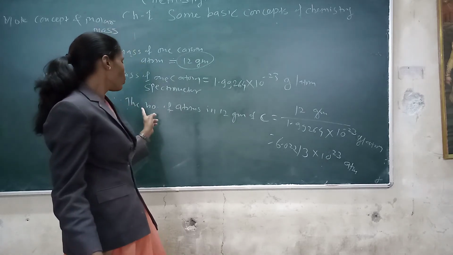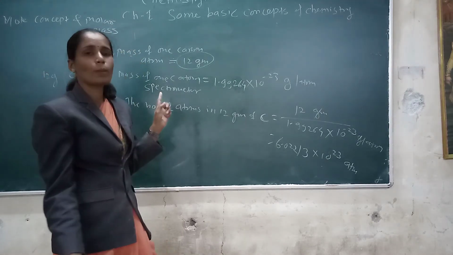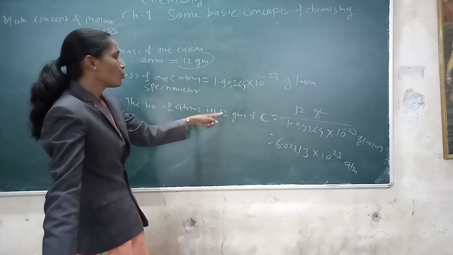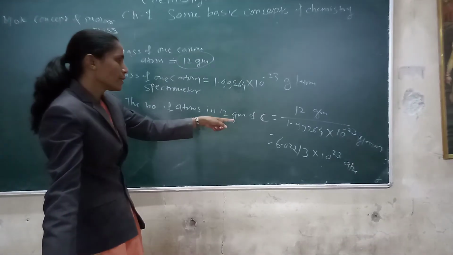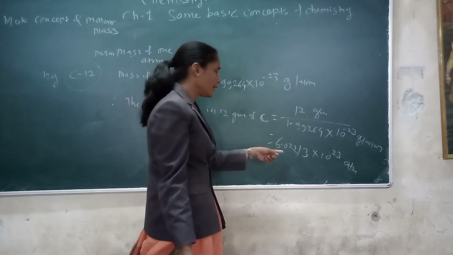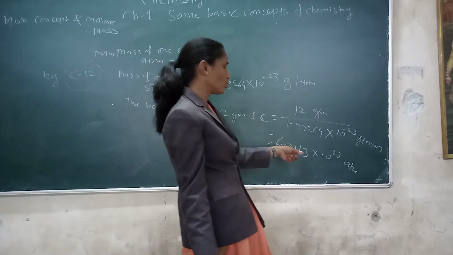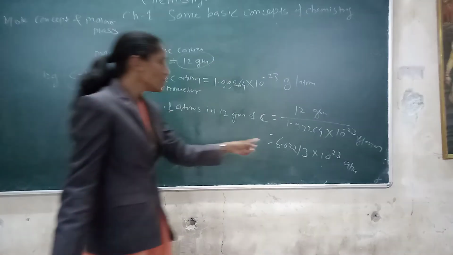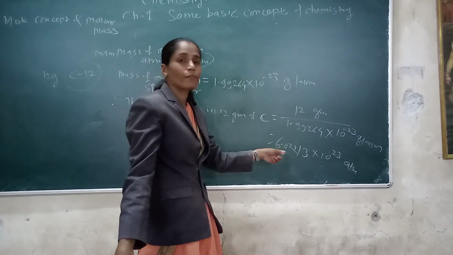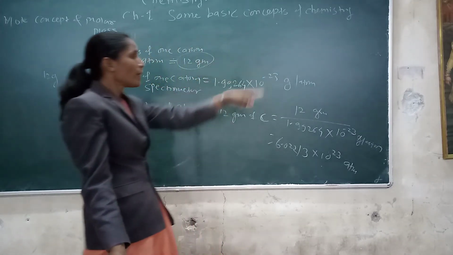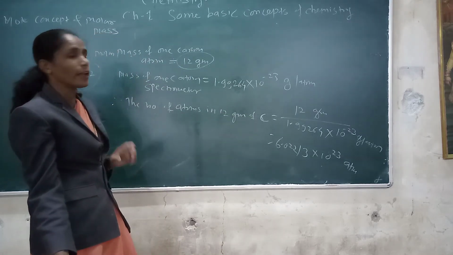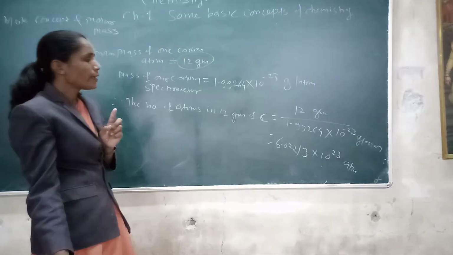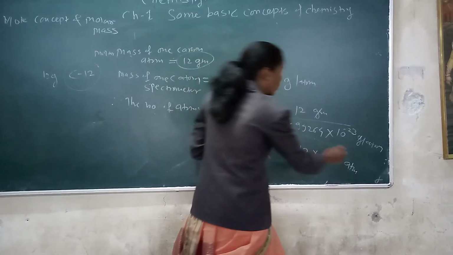Means 1 mole of carbon shows 12 gram mass, and 12 gram of mass contains 6.02213 into 10 raised to 23 atoms, and this number is called Avogadro's number. From this data, it is clear that every 1 mole of a substance contains a fixed number of atoms.